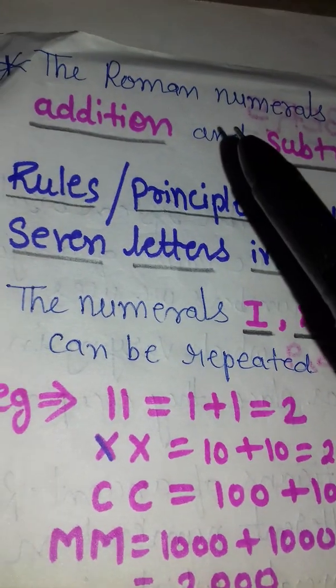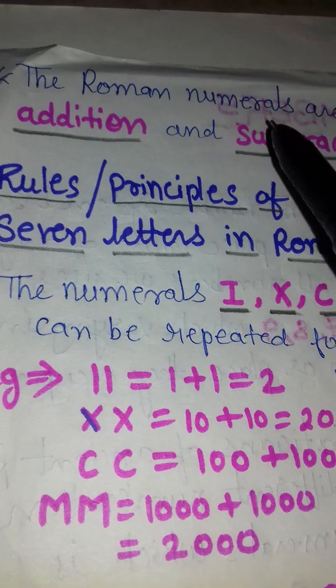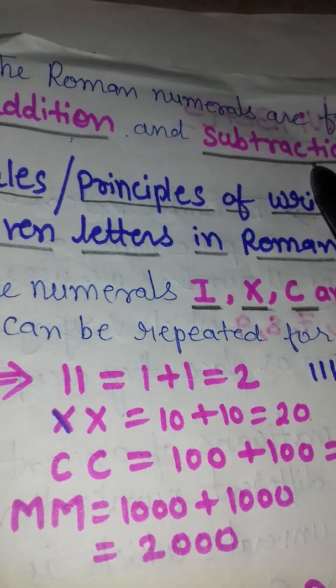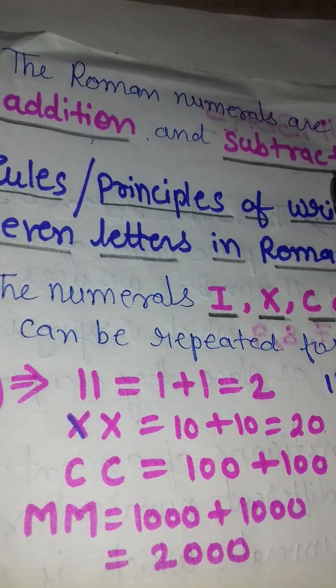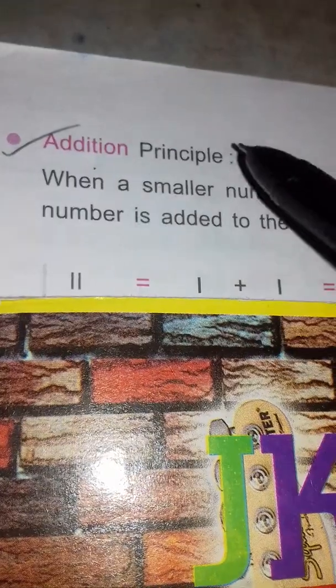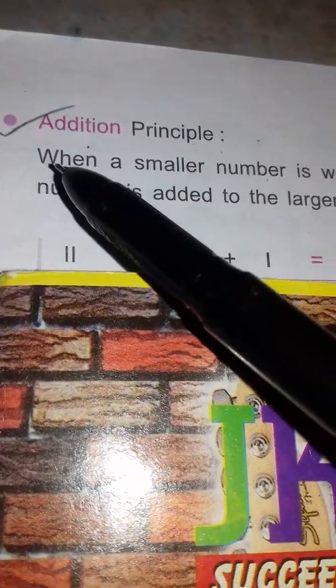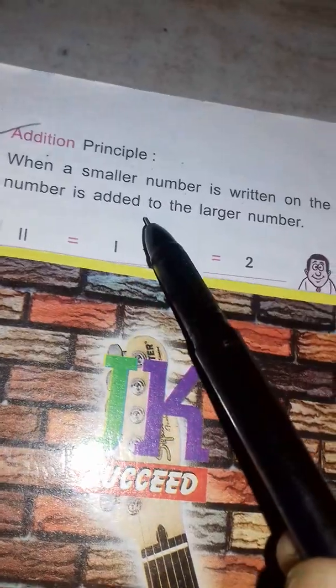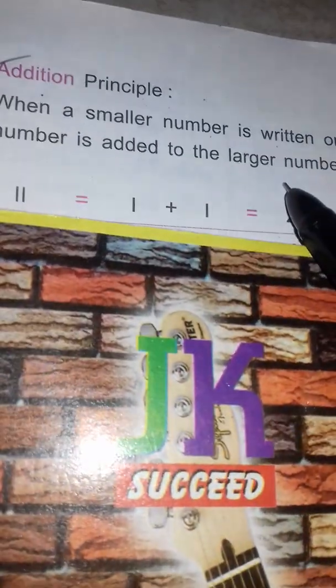Now, as I have told, numeral formation is basically based on the addition and subtraction principle. So let us see what these are. First, the addition principle. Let us see what it says. This principle says that when a smaller number is written on the right of a larger number, the smaller number is added to the larger number.